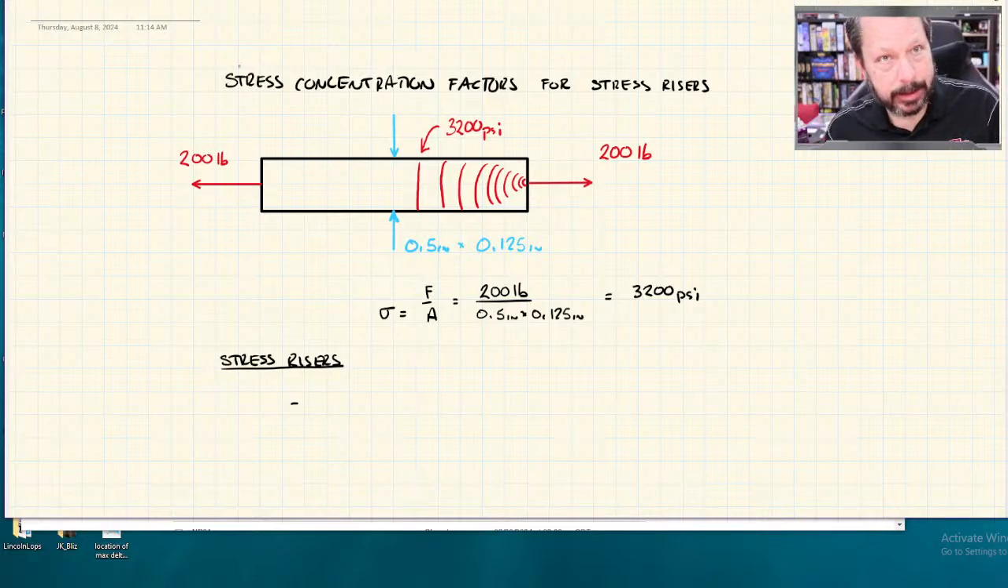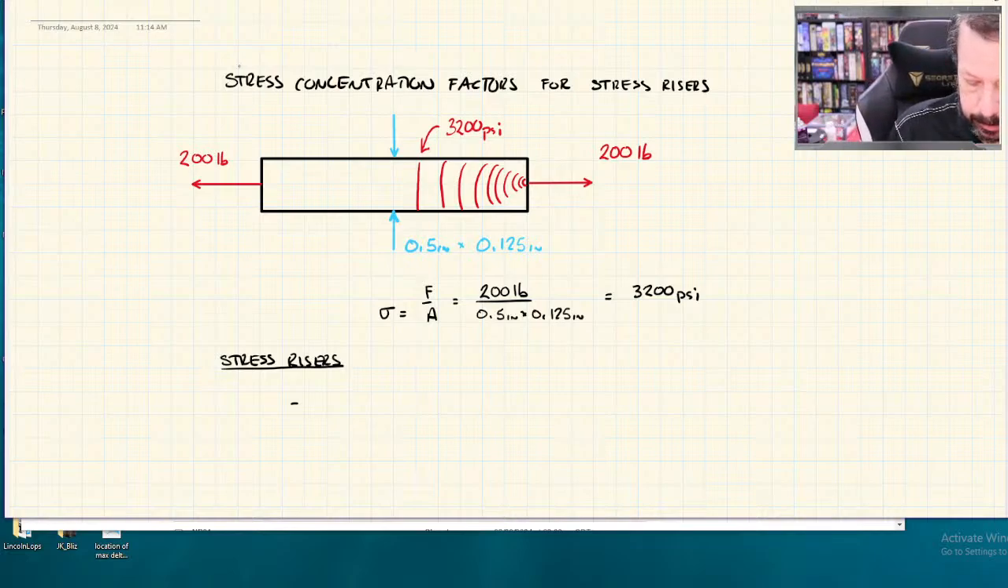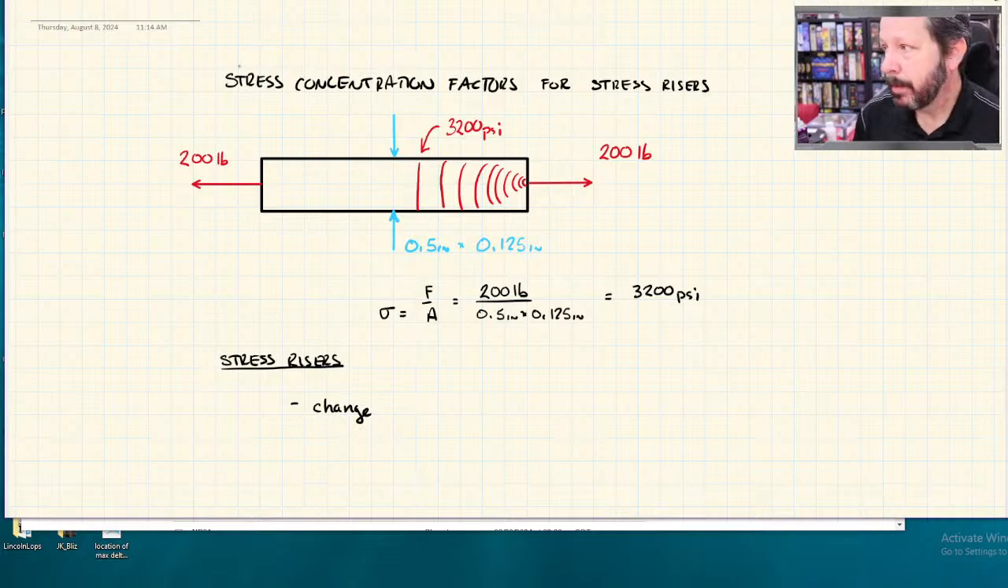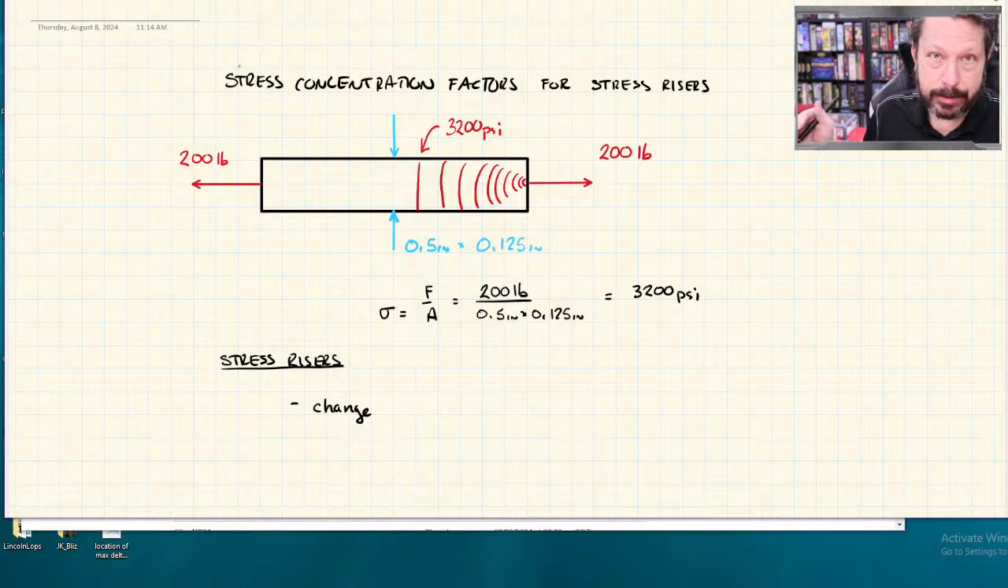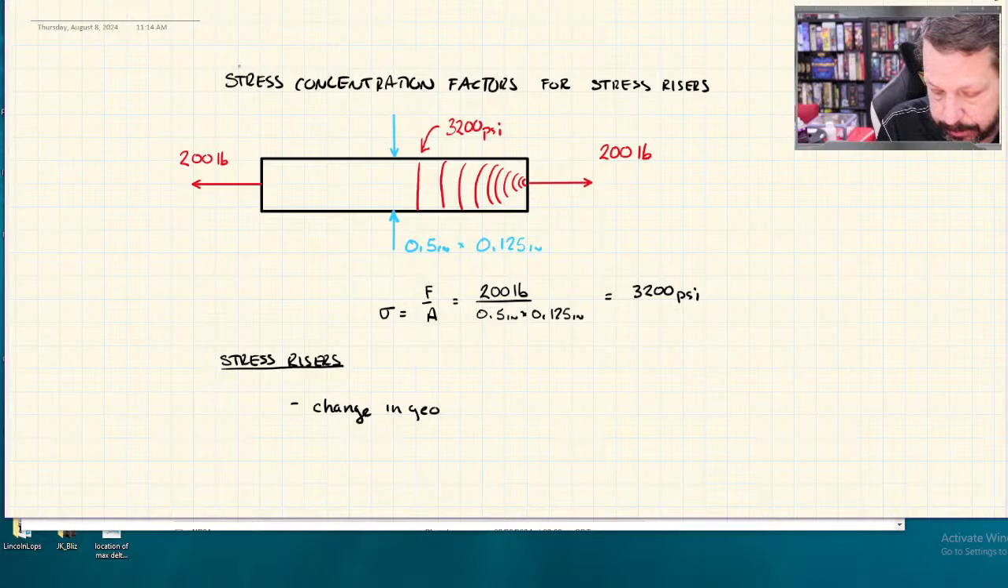It's got a hole in the middle of it. Those are going to be the areas where I would probably have a higher stress than the number I've been calculating. So the average stress I've been calculating is going to be lower than the higher stress near one of these stress risers. So change in geometry is a stress riser.